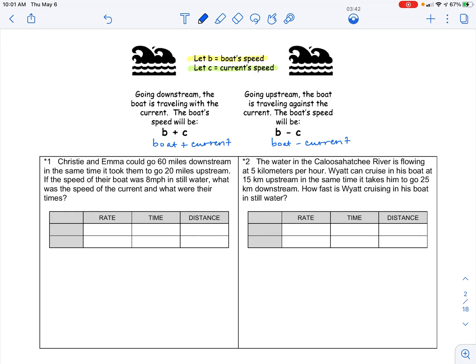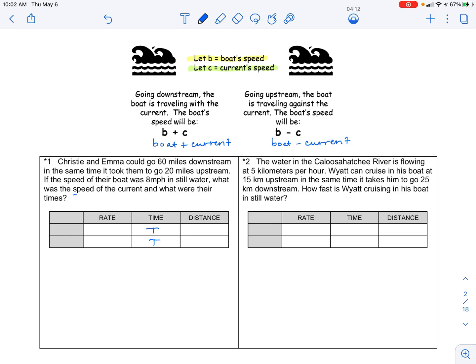All right, perfect. So we get a picture of these girls in their boat. We know they can travel 60 miles downstream, and in the same time, if they turned around and went upstream, they can only go 20 miles. So we know time is going to be the same. If the speed of their boat in still water is 8 miles per hour, provided that there's no current, just completely still water, that's the rate of the boat, okay?